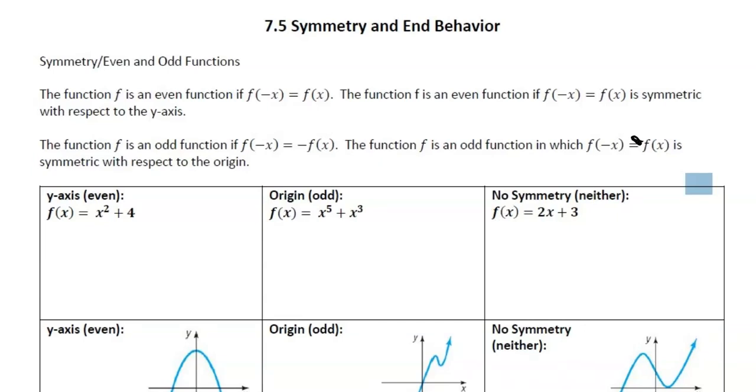Thank you for calling Jeffrey Groups. This is Karina. f of negative x, negative f of x.